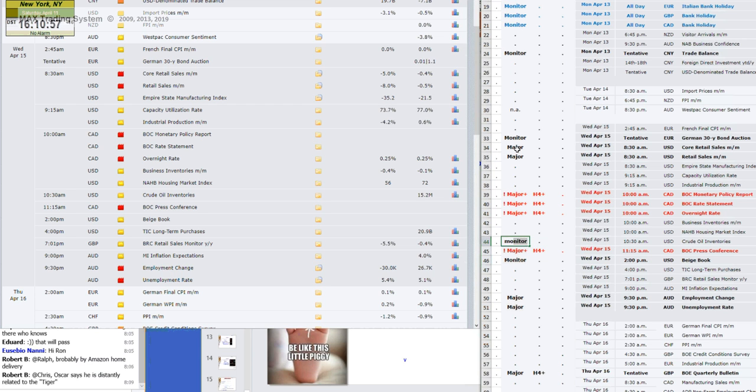And then we will have, also in red, the Bank of Canada press conference. I will monitor the US dollar Beige Book. It's interesting to have the opinions in the USA about the future of the economy.